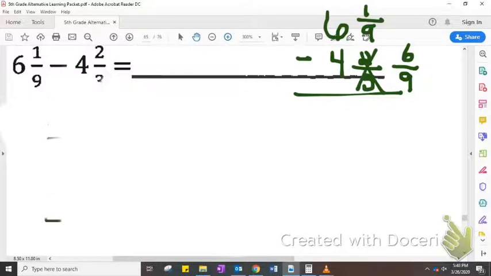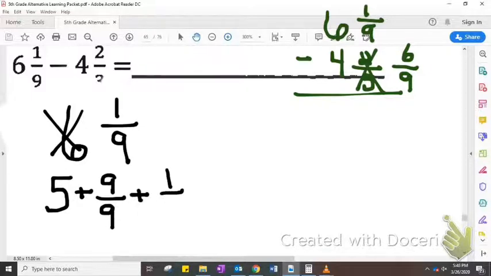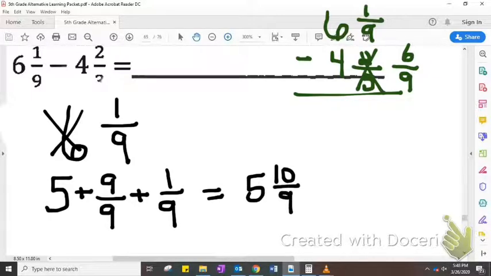So let's go back to 6 1/9. I'm going to take a whole from this 6, because 5 plus 9 ninths is the same as 6. And I'm not going to forget the fraction 1/9. So this becomes 5 and 10 ninths. It's the same thing as 6 1/9. The only difference is how it's written, okay?